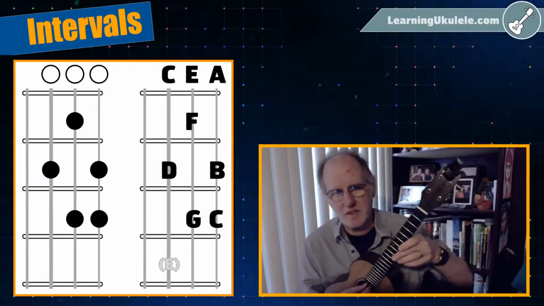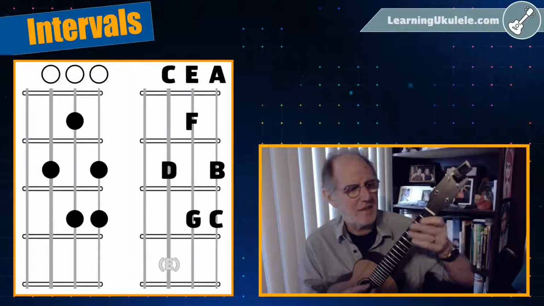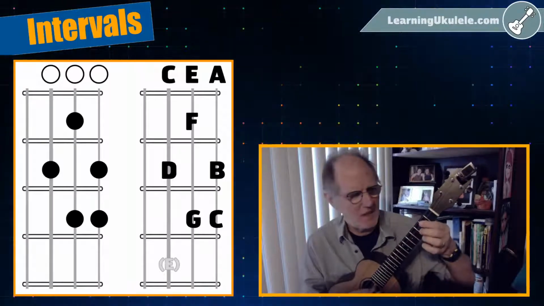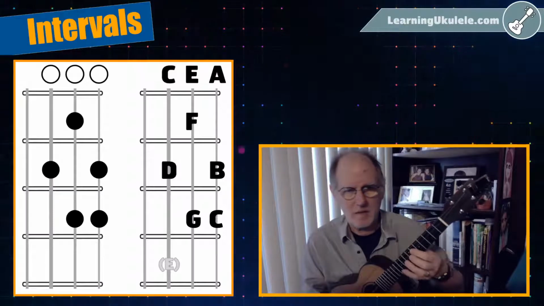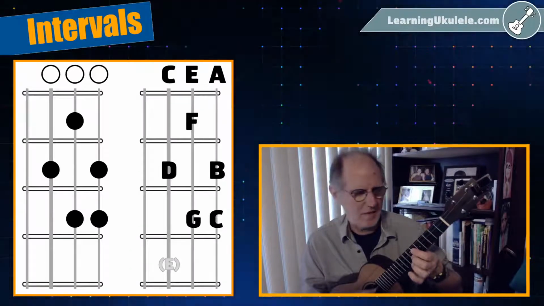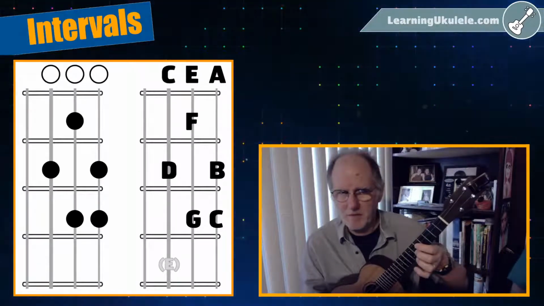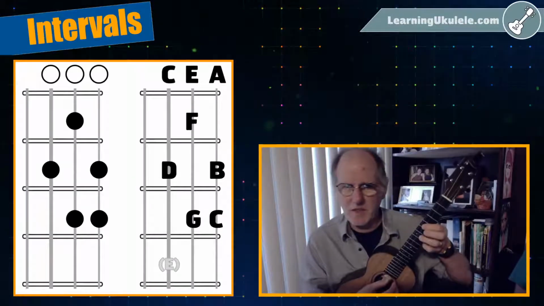Perfect fourth would be this: C, F, D, G, E, A. That would be F sharp. Or F would be B flat. Perfect fourth. But for the C major, you have to adjust it to B.